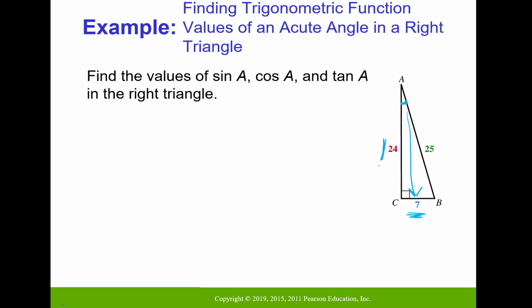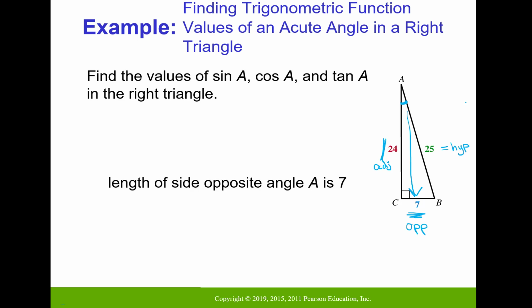Okay, so 24 is our adjacent side based on where angle A is located, and then the 7 is the opposite side. And then the longest side is always the hypotenuse. So this is the hypotenuse. And so we use that information to find all of the trig function values.